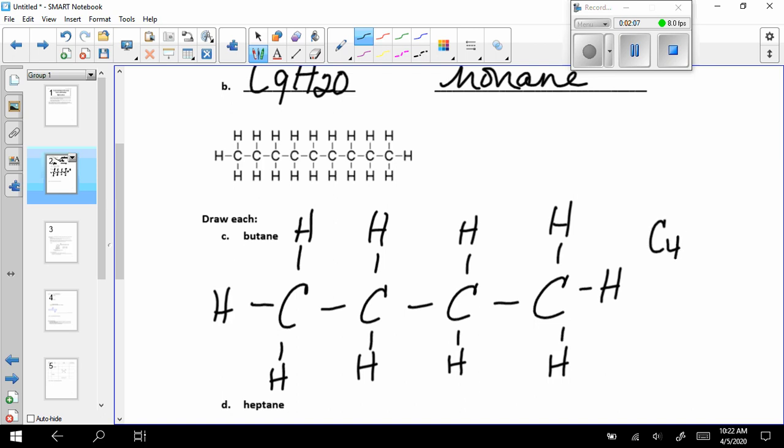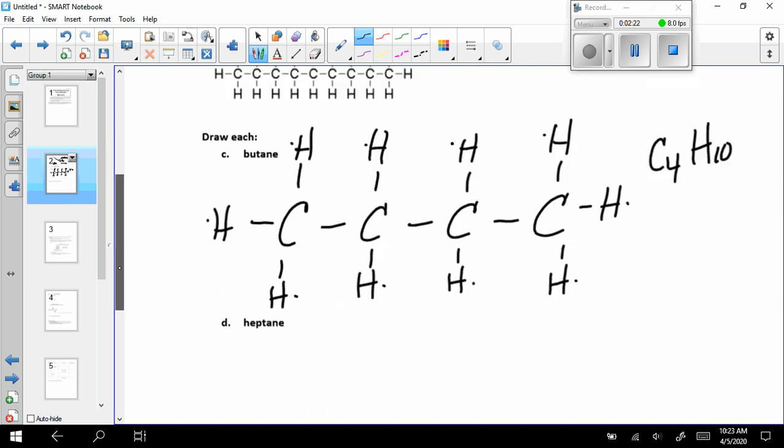And since it was C4, it should be H double it plus 2, so that's 8, 9, 10. And then I could go around and count. 1, 2, 3, 4, 5, 6, 7, 8, 9, 10. All right, and then I know that it's right.